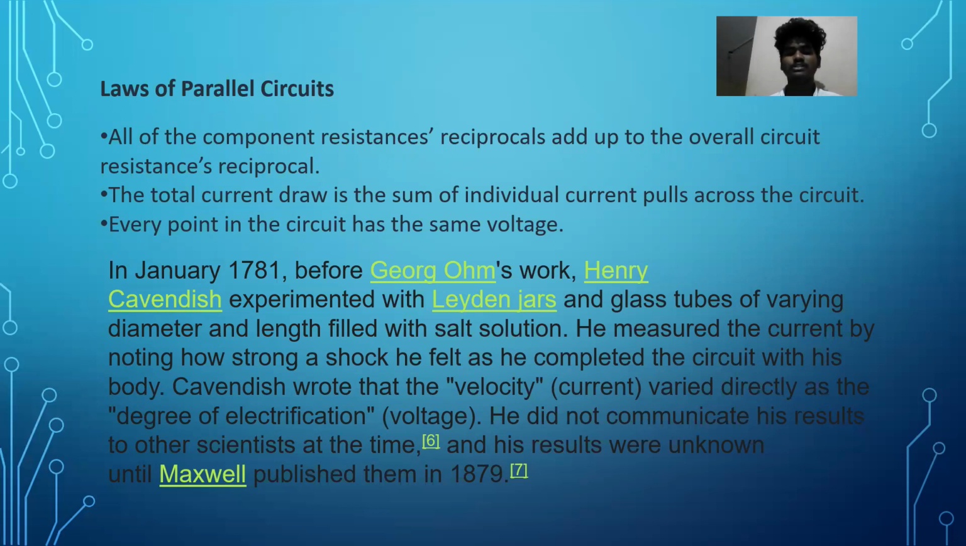He did not communicate his results to other scientists at the time, and his results were unknown until Maxwell published them in 1879.